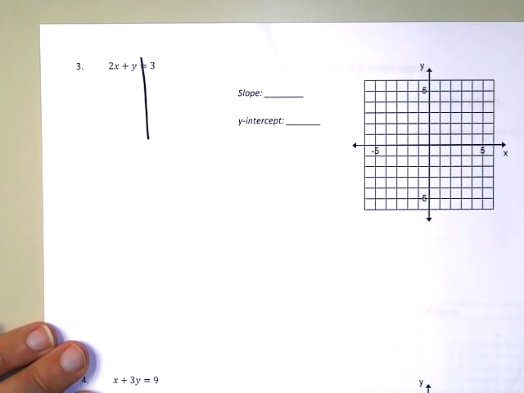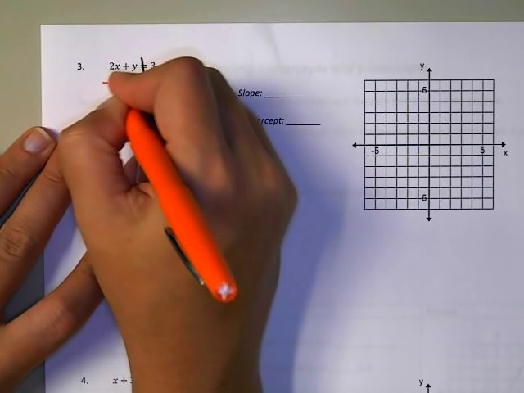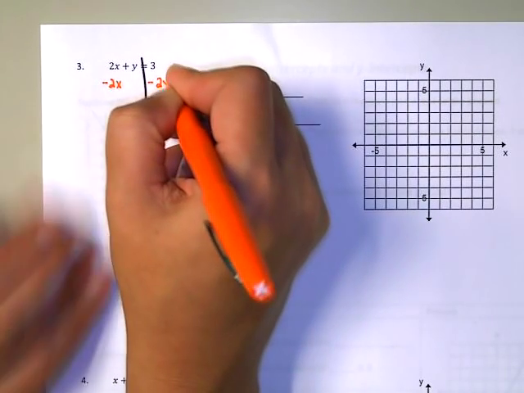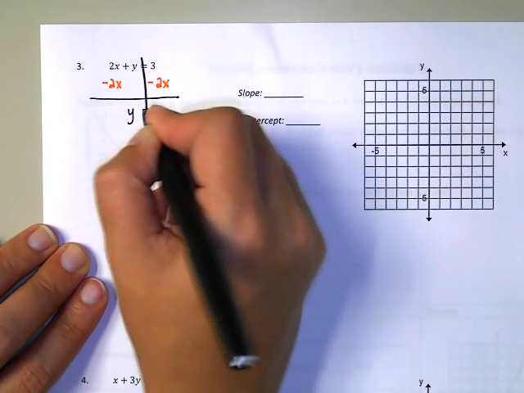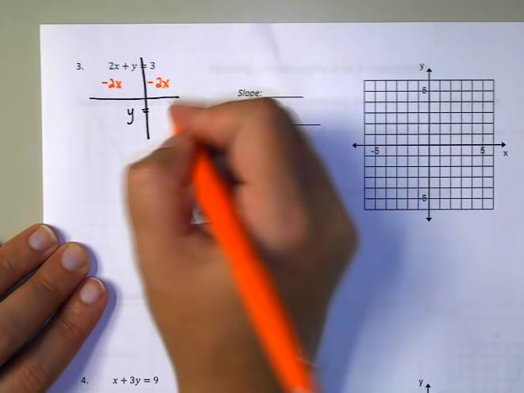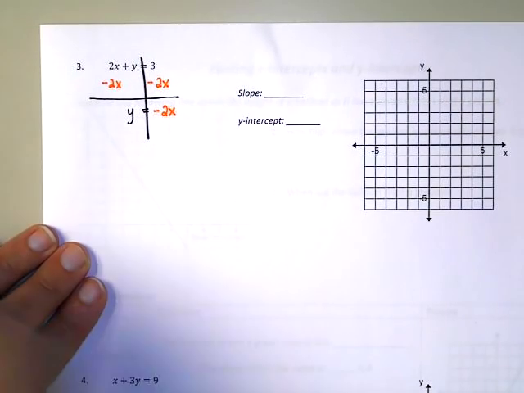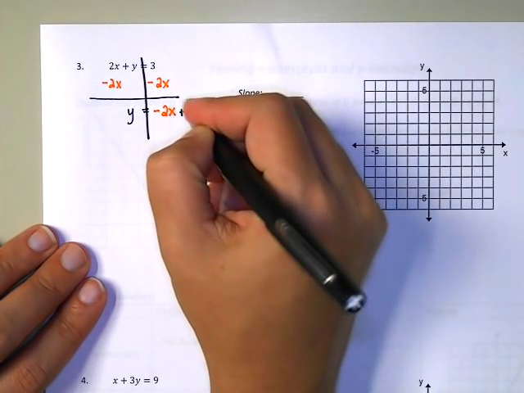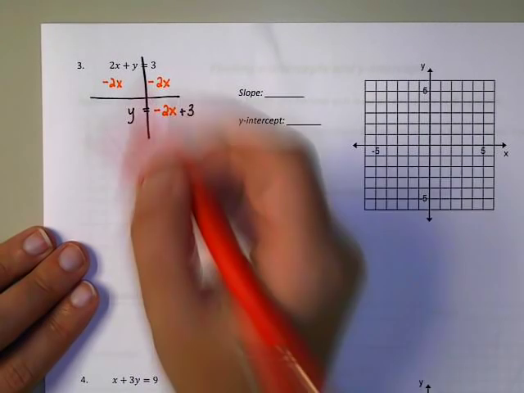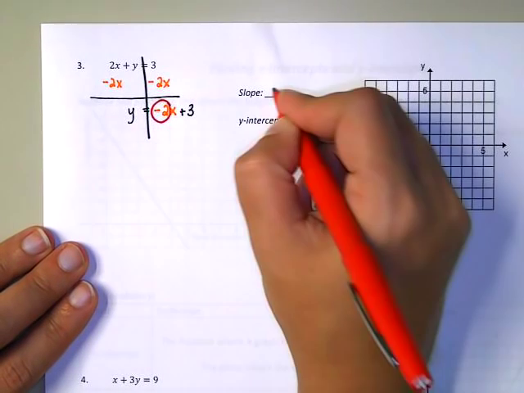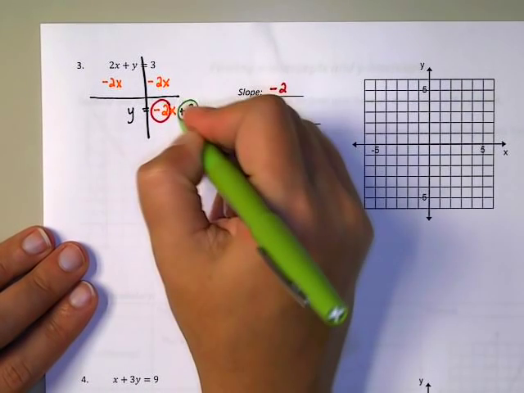Now what I would probably think I should do here is subtract the 2x on both sides in order to get y by itself. When I subtract the 2x, I'm going to have y equals, I'm going to bring down the negative 2x first because I know that I want the term with the x to be first, and then plus 3. Now from here, I can identify my slope, which is negative 2, and my y-intercept, which is positive 3.